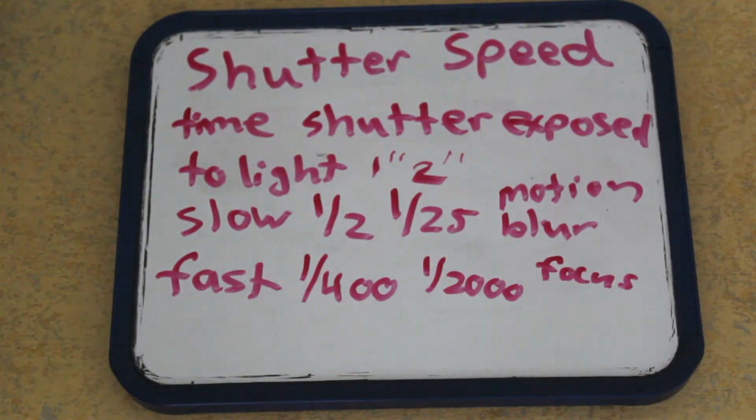There are 3 factors to exposure: shutter speed, ISO, and aperture. This is a video on shutter speed. Stay tuned for a video on ISO and aperture, and then a big video on exposure. So thank you guys for watching.